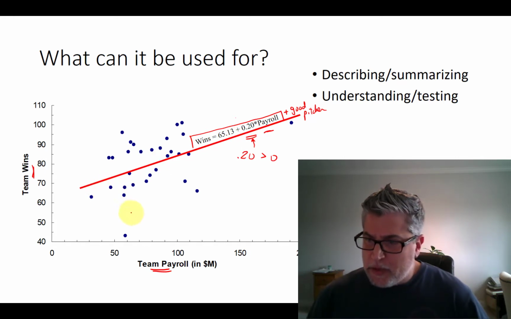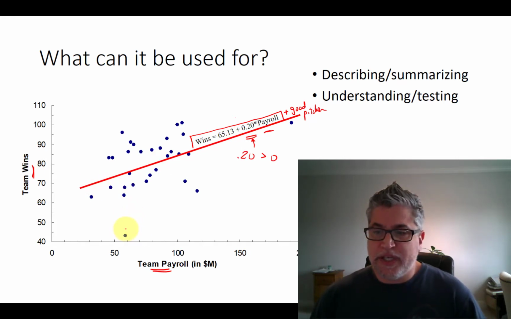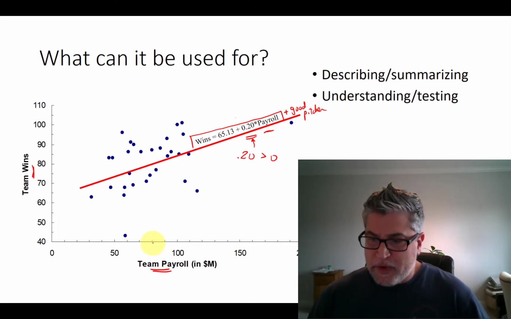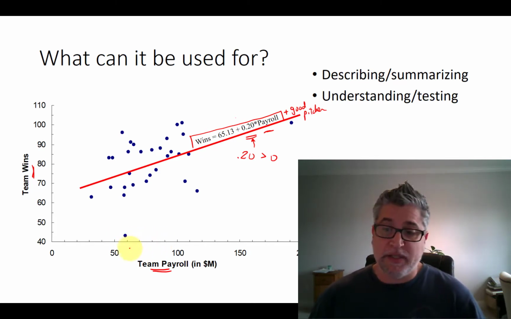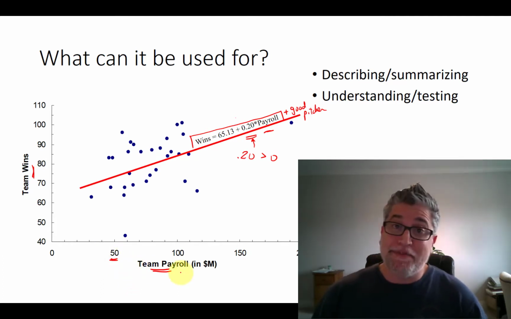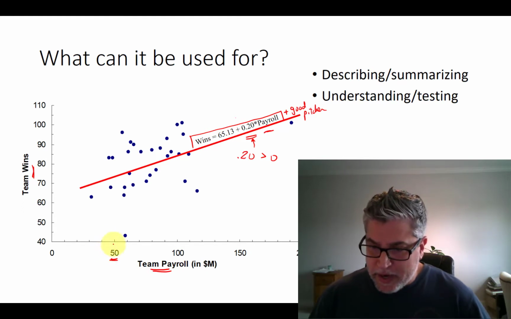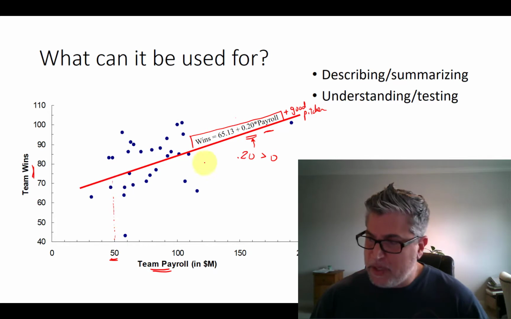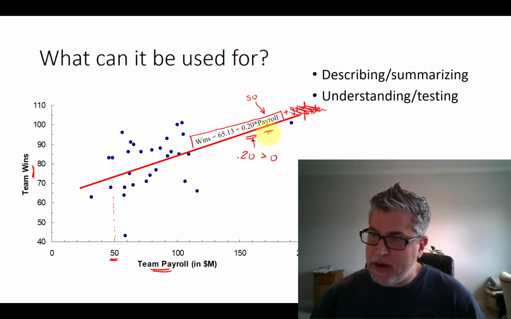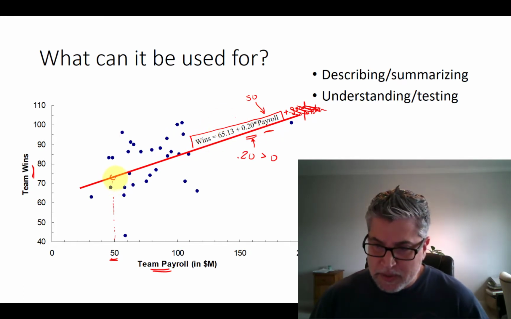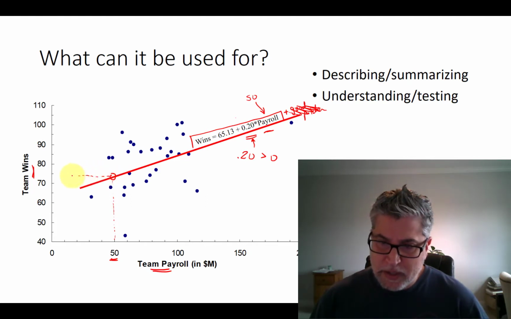Let's say that you're wondering how many wins your team might win if you skimp and you pay very little in salary, like maybe you pay 50 million. Can't believe 50 is a small number. All right, well, plug in 50 into your equation. Plug in 50 right there for payroll, and some number will pop out. That number is going to be that number right there, which looks to be something around 75.